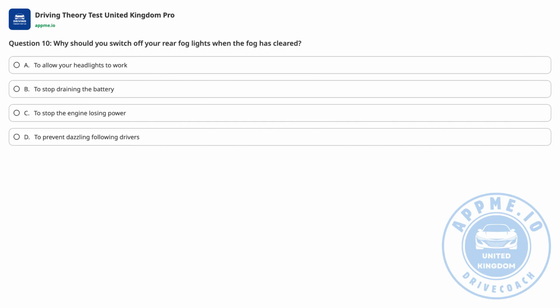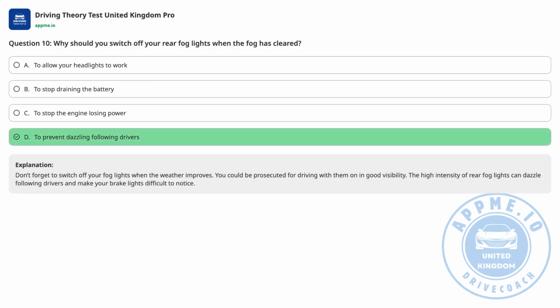Question 10. Why should you switch off your rear fog lights when the fog has cleared? A. To allow your headlights to work. B. To stop draining the battery. C. To stop the engine losing power. D. To prevent dazzling following drivers. The correct answer is D.